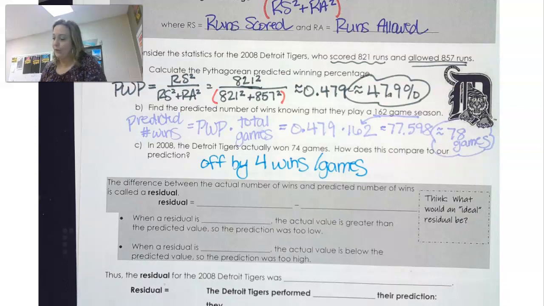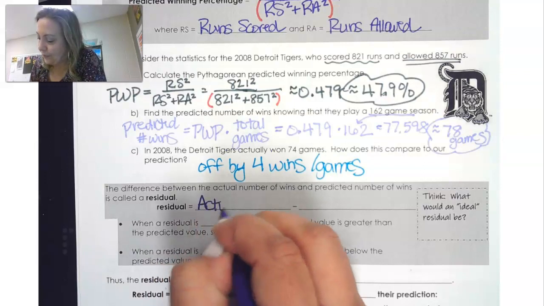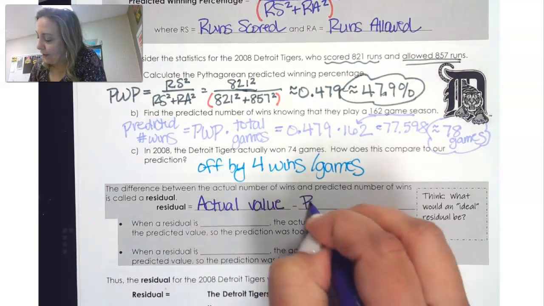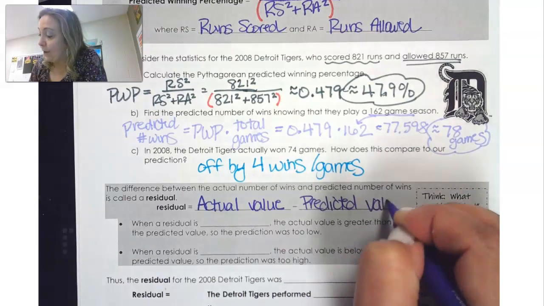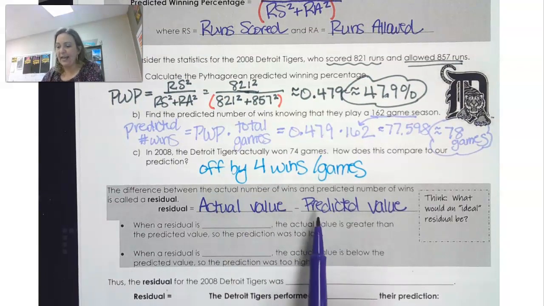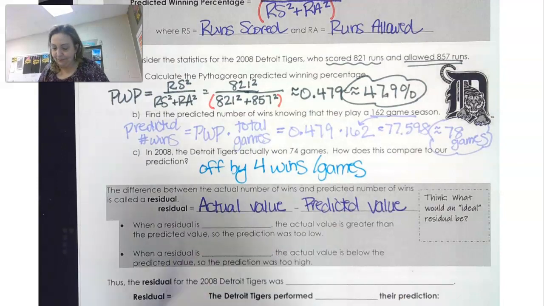Okay, so when we calculate our residual, we're going to take the actual value minus our predicted value. That order is important when we're subtracting, so we have to be cautious about that. So again, actual minus predicted. I always think alphabetical, A before P. Okay. Now let's say that your residual is positive.